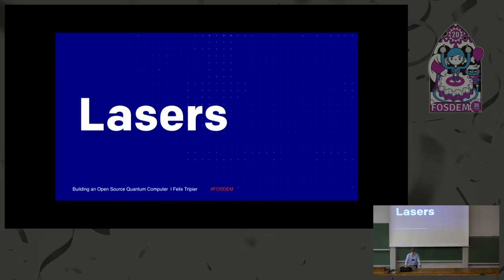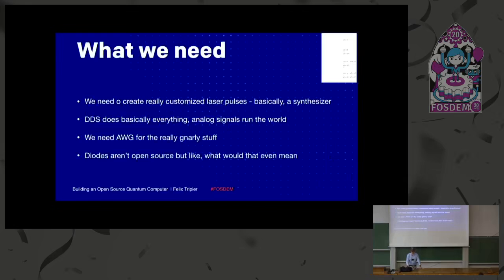So far we're missing an open source camera, and we don't have everything we need from the trap chip, but we've covered loading. For our actual lasers, this is the part of the quantum computer that actually writes our program into our trap. What we need is to create really customized laser pulses, a synthesizer, as I've alluded to before. You need DDS, which is an electronic component that can actually output an analog signal. And if you have enough DDS, you can just mix them together and more or less do everything you need to for a simple trapped ion computer.